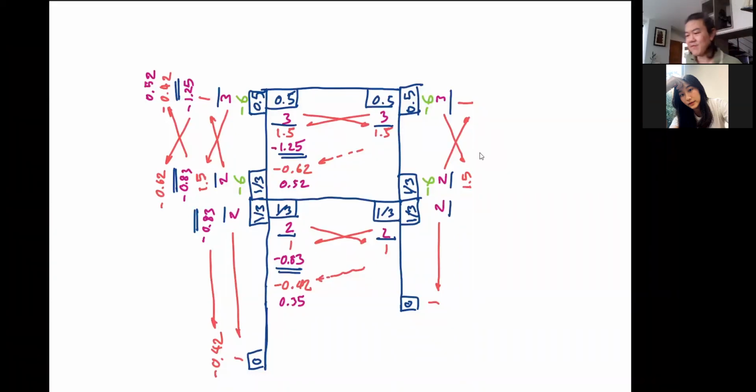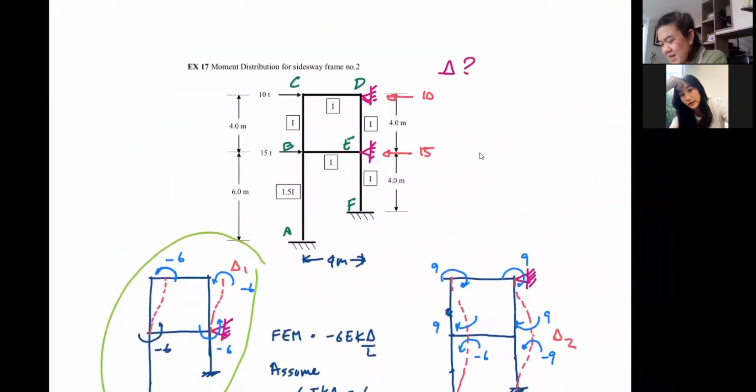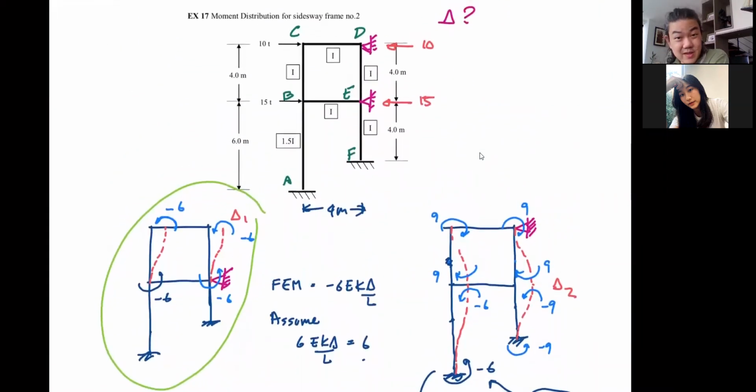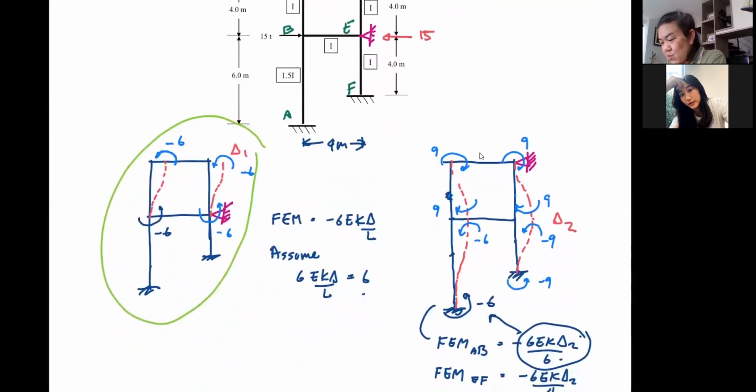Okay, so this is what we have left for the record. We have come up to this point without the record, so let me go back and debrief this. Now we have the structure with the two lateral displacements. We have to split them into two cases.